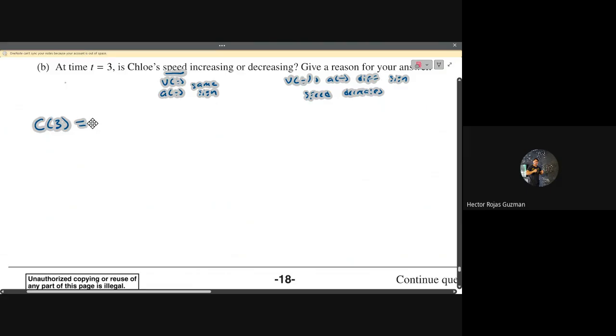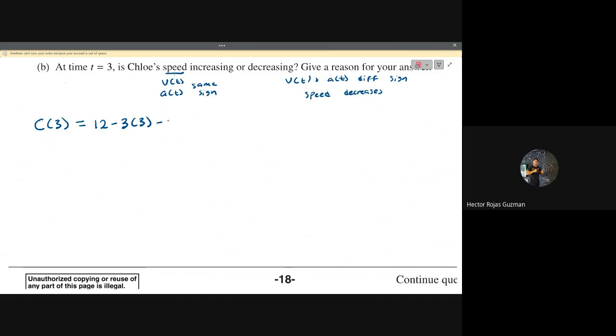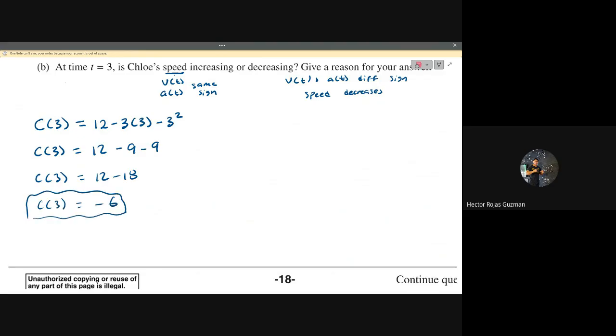So c of 3 is 12 minus 3 times 3 minus 3 squared. C of 3 is going to simplify to negative 6. That's Chloe's velocity at t equals 3. Now, Chloe's acceleration. For that, we're going to have to first find a derivative. And my derivative is negative 3 minus 2t. Now we need to find that acceleration at 3 seconds. No, 3 hours.